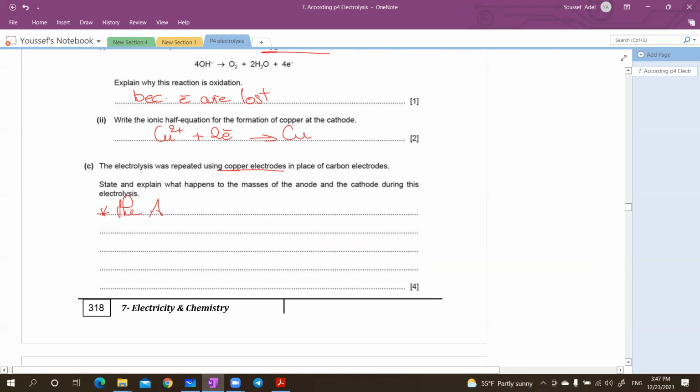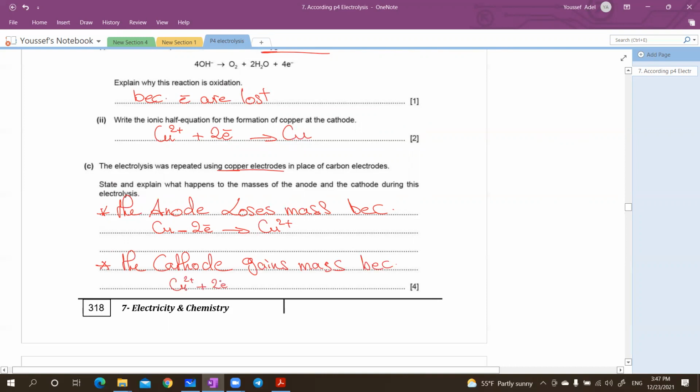So the anode loses mass because copper atoms will lose electrons to change to copper ions. And those copper ions will be attracted to the cathode, which gains mass, because the copper ions will gain electrons at the cathode, changing to copper atoms.